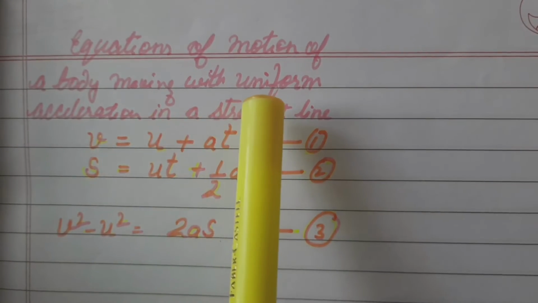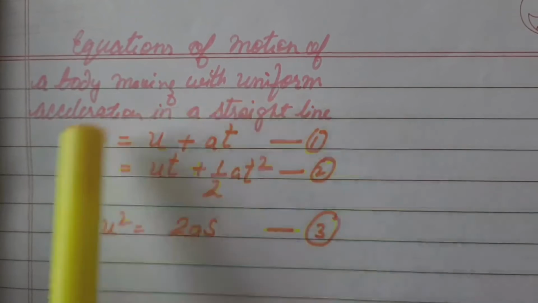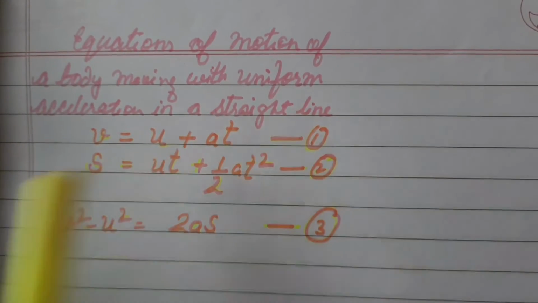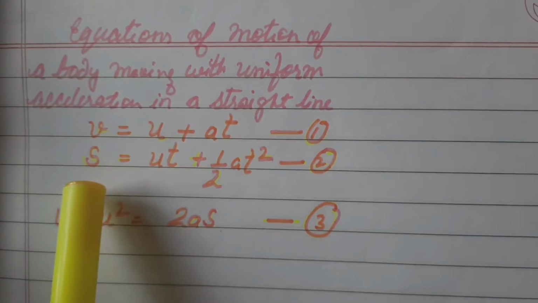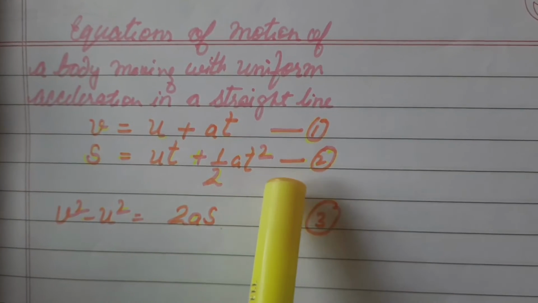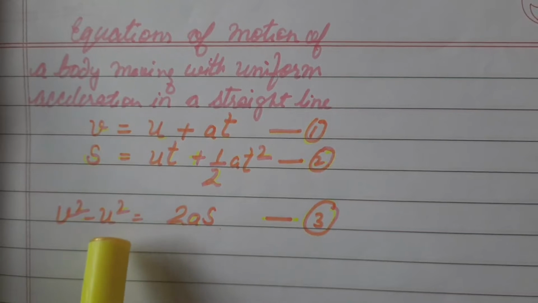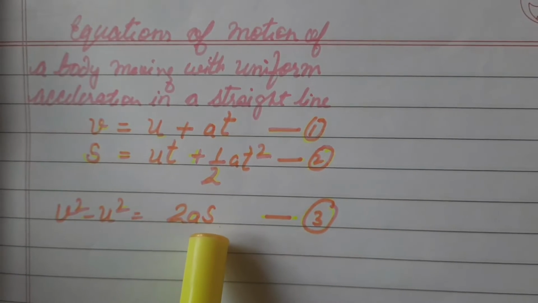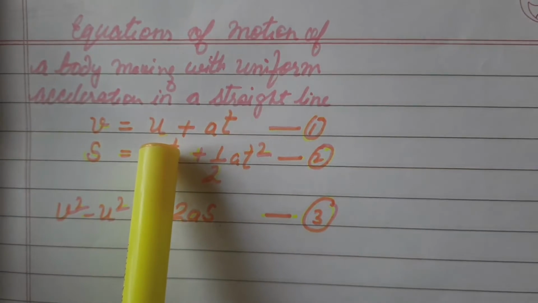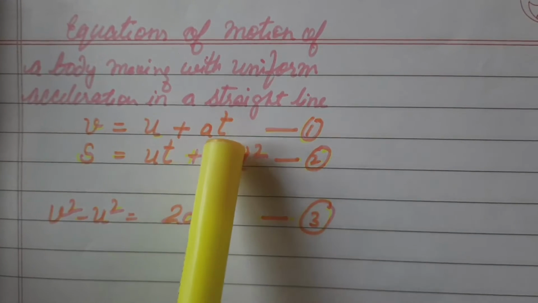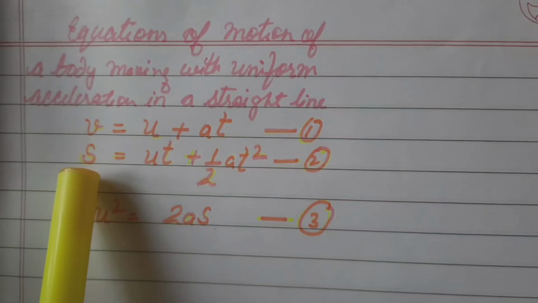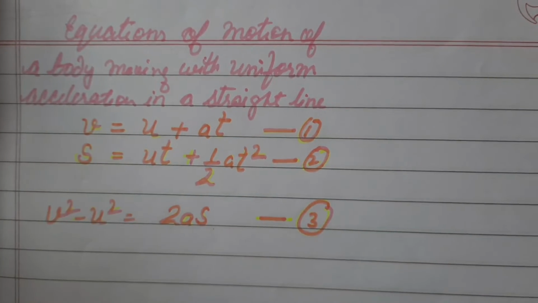Equations of motion of a body moving with uniform acceleration in a straight line. First equation, v is equal to u plus at. Second equation, s equal to ut plus half at square. Third equation, v square minus u square equal to 2as, where u represents initial velocity, v represents final velocity, a represents acceleration, t represents time, and s represents the displacement.